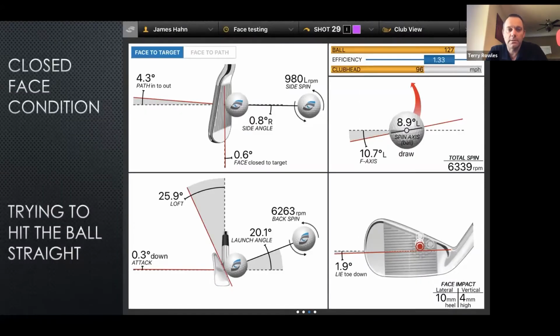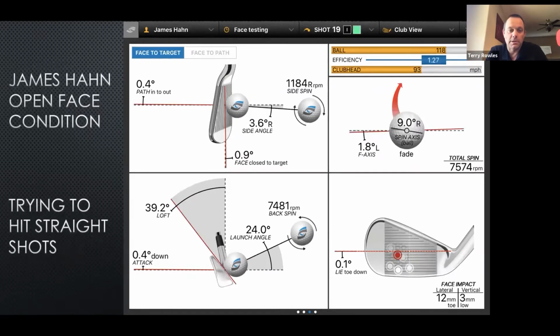So when he closed the face and then did what he needed to do to hit it straight, the path went more to the right, and you can see that the contact point went higher up the face and more towards the heel, and shallowed out his angle of attack. When he opened the face and tried to hit it straight, you can see that the contact point went more towards the toe and lower on the face.